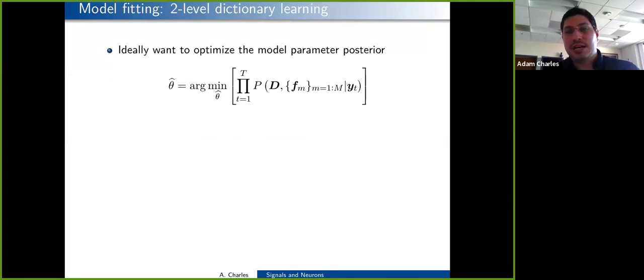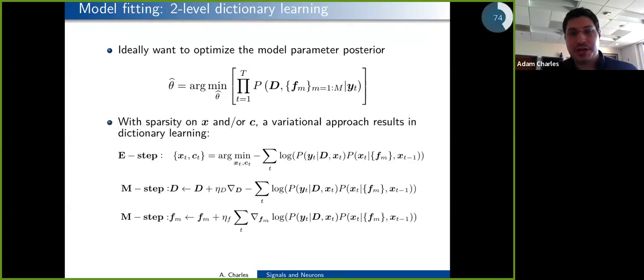Fitting this boils down to a maximum a posteriori algorithm. We only want to find D and F. We want to fit the model parameters given the data. This creates an expectation maximization style algorithm. I'll skip over the details. I'm happy to talk about them if anyone's curious about the derivation and so forth.